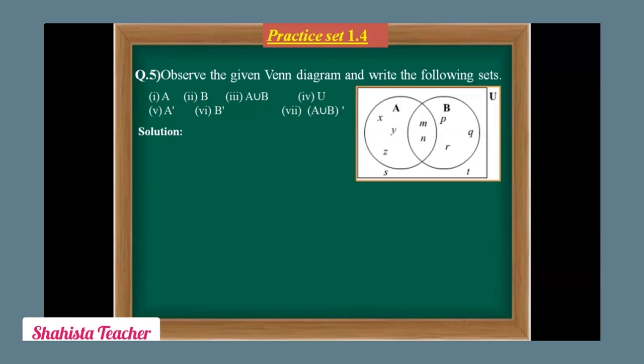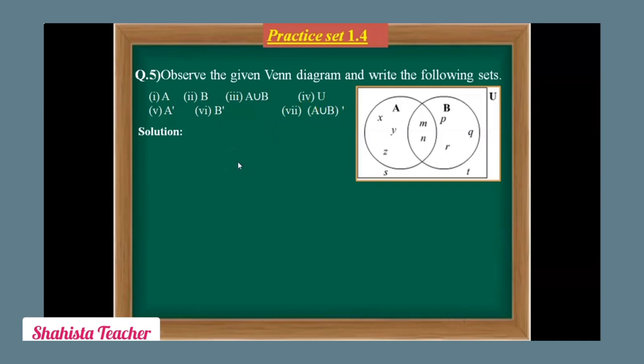Complement sets are those sets which are not present in the given set. So here the given set is A. The set which is not present in A, the outer set, that is the B set, we will write for A complement. And for B complement, we will write the A set. And A union B, we will calculate.